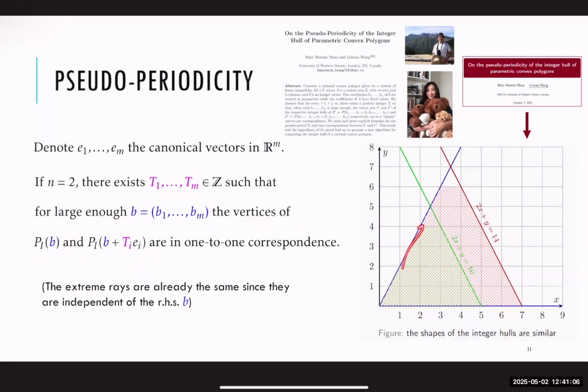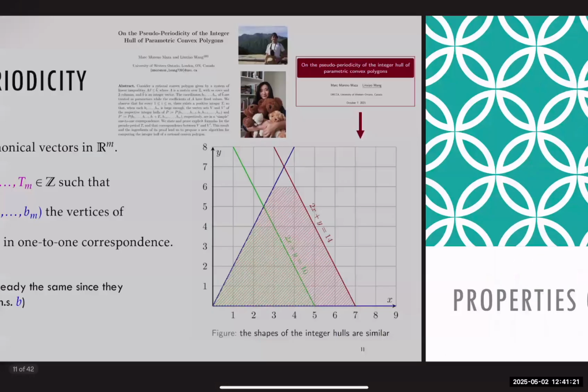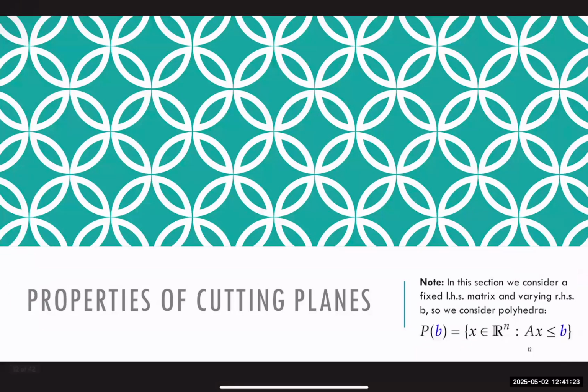And you can see that for this polyhedron, this is the integer hull. For the larger polyhedron, this is the integer hull. And you can see that the vertices of the integer hulls are in one-to-one correspondence. Okay, so very nice result. Okay, so this is related to integer hulls, known results in the literature.